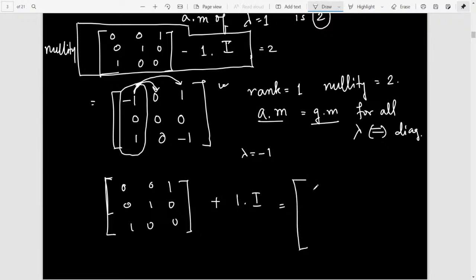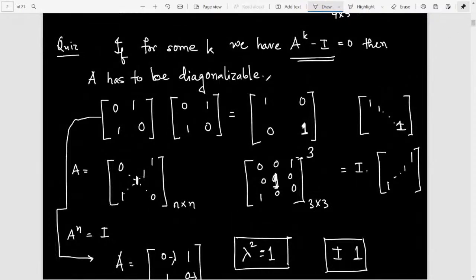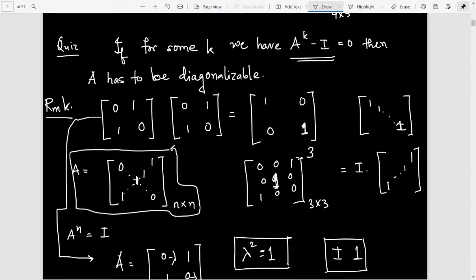So the matrix that you have now is 1 0 1, 0 2 0, 1 0 1. Now the thing is that these two rows are the same, and this one is linearly independent, hence this has rank 2, thus nullity 1. Hence the algebraic multiplicity of lambda equals minus 1 is the same as the geometric multiplicity of lambda equals minus 1. Hence, if you now apply induction, one of the remarks regarding this question is that whenever you have these types of matrices, they will always be diagonalizable.